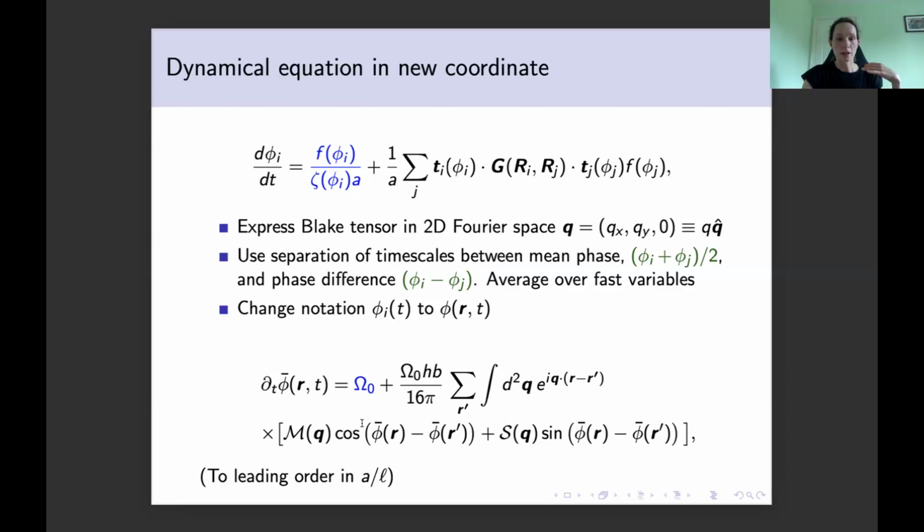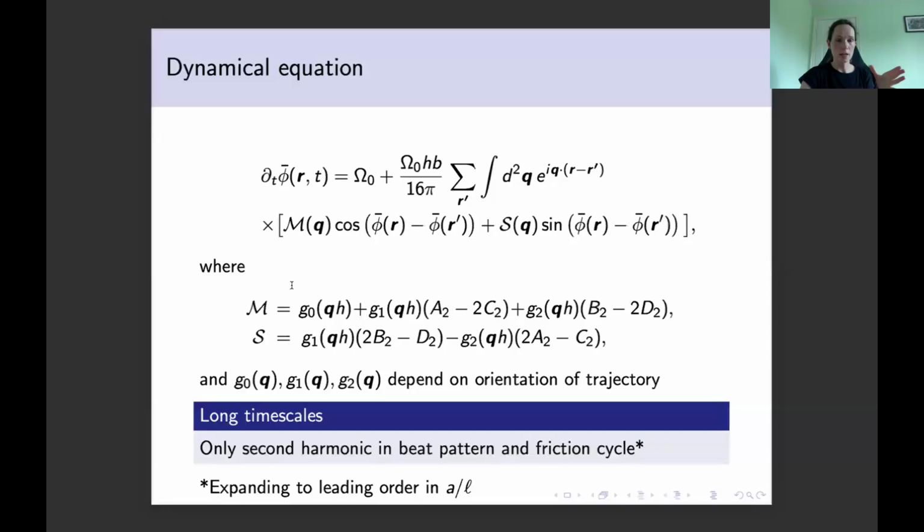If we do this, then what we find is that these coefficients only pick up the second harmonic in the forcing. If you remember, we wrote the force as a Fourier series, and we're asking which components of force matter. It turns out that only the second harmonic of both the force and the friction comes into this dynamical equation when we do this time averaging step.